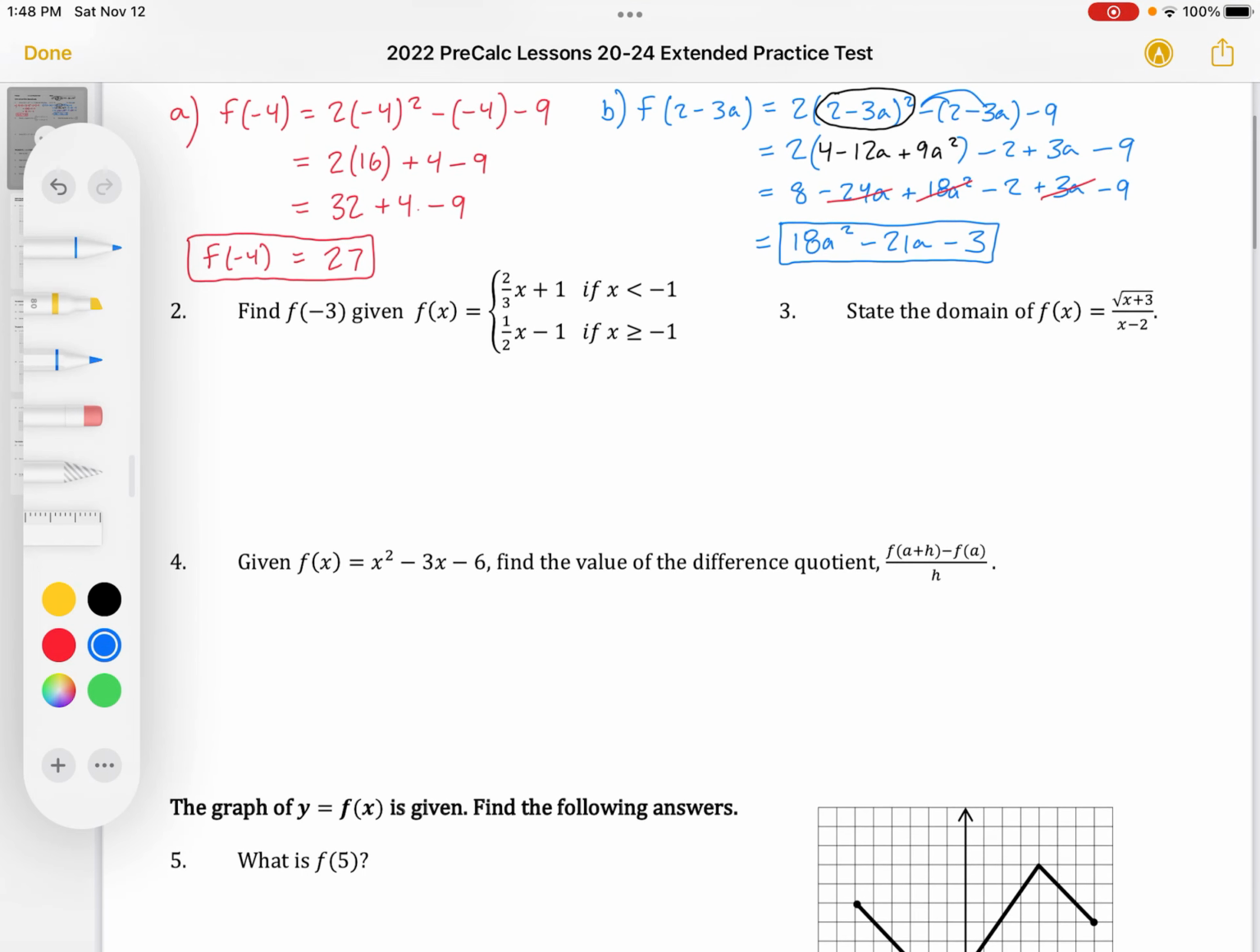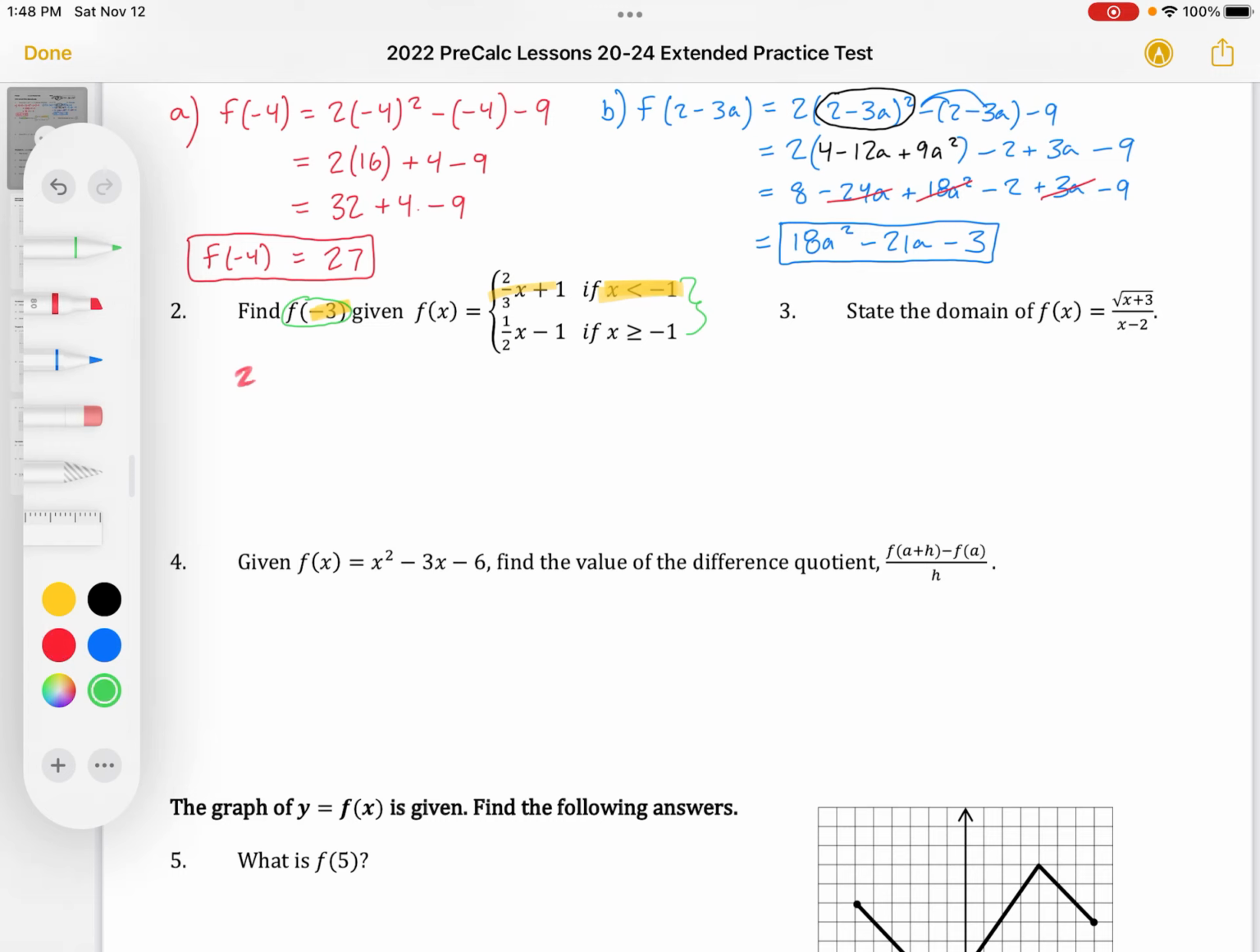All right, let's move on to number 2. So in this problem, we are given this piecewise function, and we are asked to find f of -3. So that means I have to check this back part of the equation. So I notice the x value that I'm using is less than -1. Yeah, -3 is definitely less than -1, which means I have to use this top equation. So I don't even need to worry about the bottom one. It doesn't work for the x value I'm using.